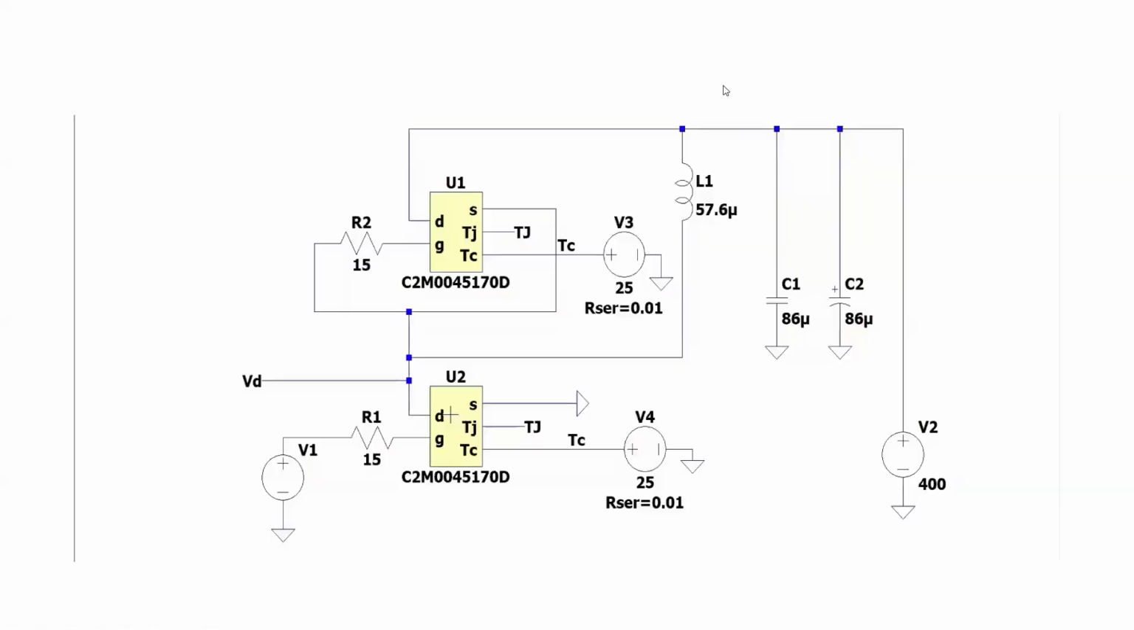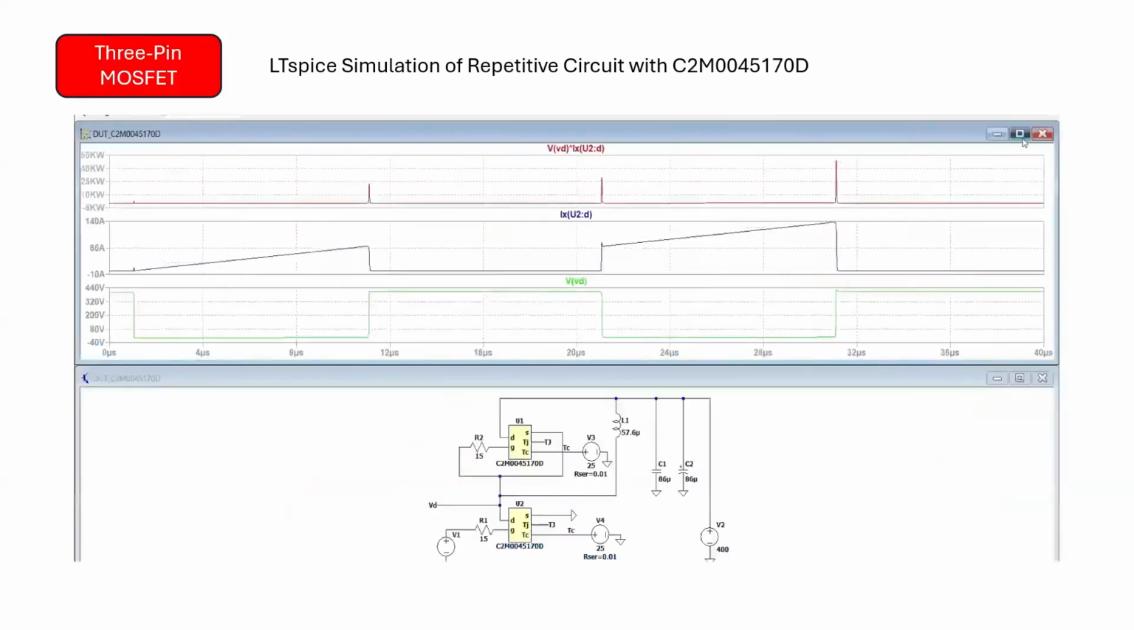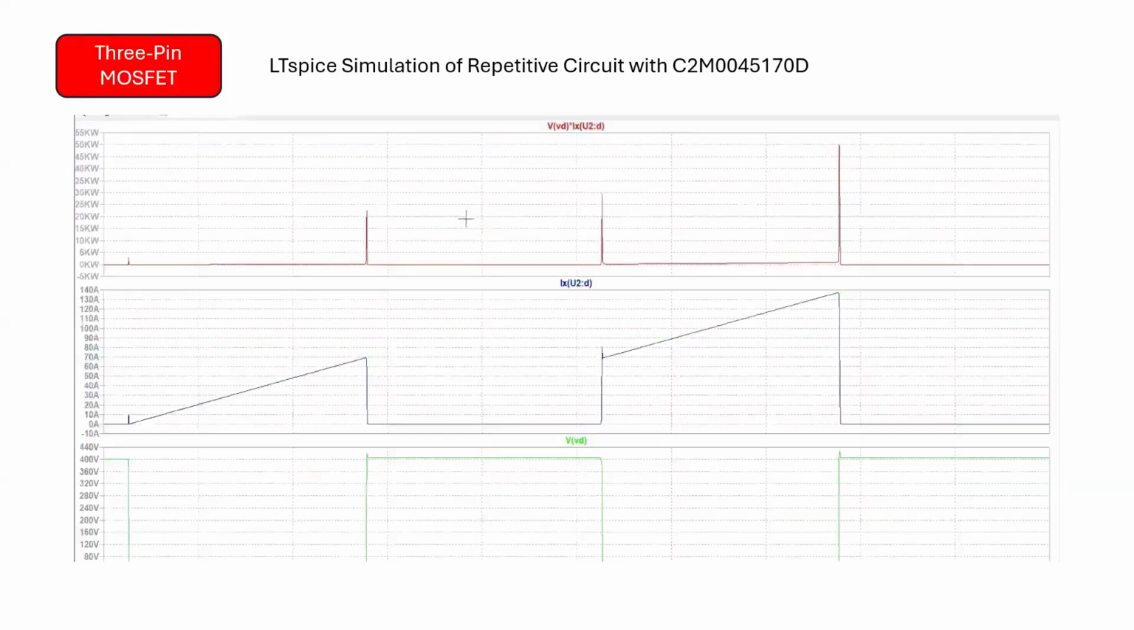Using the same repetitive circuit simulated in the LTspice environment with the C2M0045170D device as the device under test, DUT, operating under the same conditions, after running the simulation for over 40 microseconds, we obtained several waveforms. The conduction loss waveform of the device was estimated to be 22.69 kilowatts at the initial switching instant. Also, the drain current reached around 67 amperes in the second waveform. The third waveform displays the drain source voltage of the device.